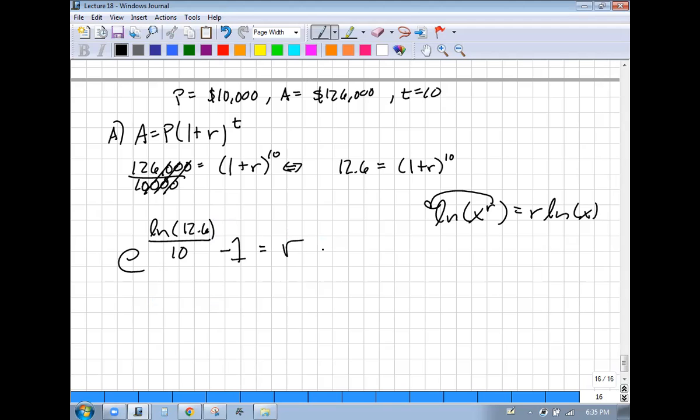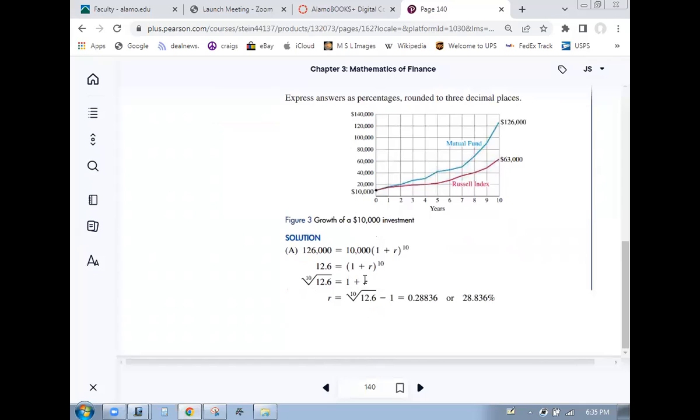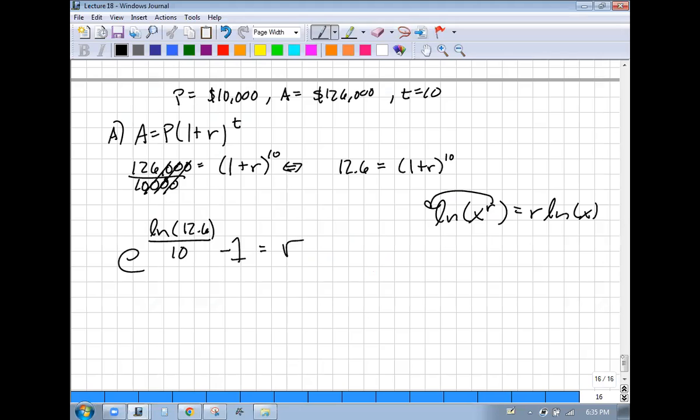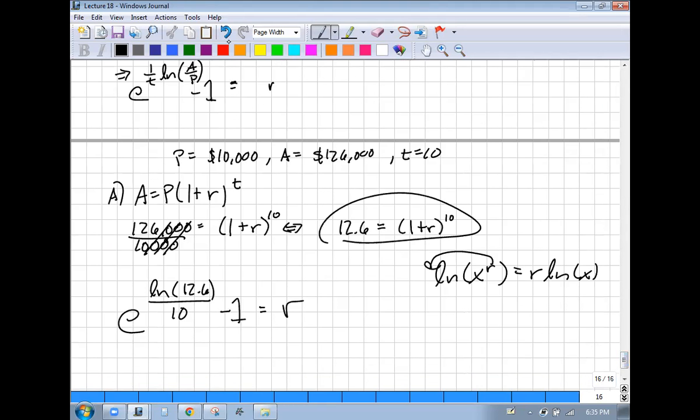I don't see any easier way to do that. Let's see what they do here. Oh, they use the 10th root button on your calculator. I've never seen a 10th root button before, but yeah, you could do that too instead of using the logs. Algebraically, I could just raise both sides to the 1/10th power, right? Take the 10th root. But I've never seen a calculator with a 10th root button.